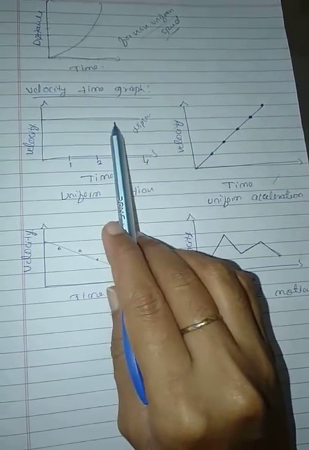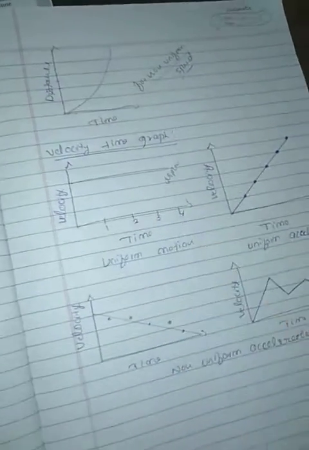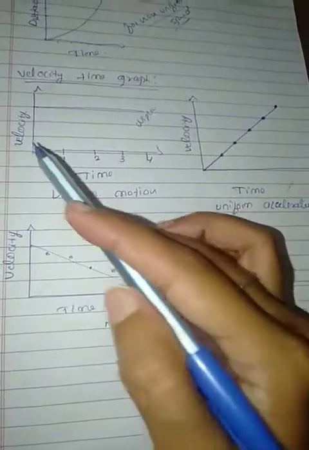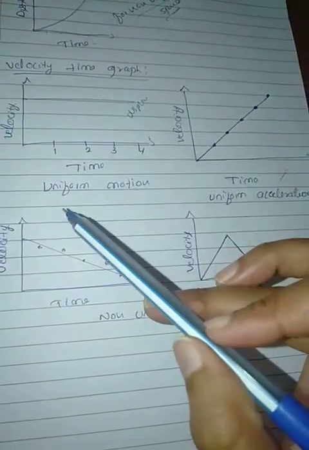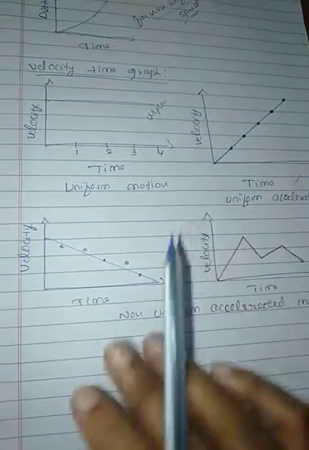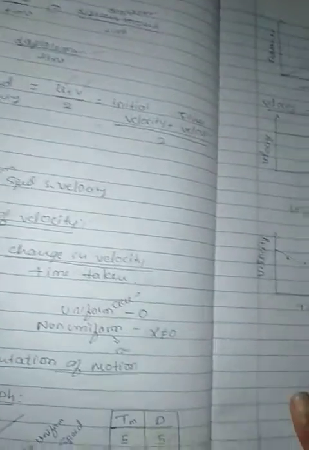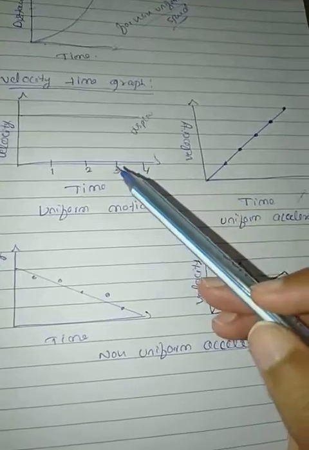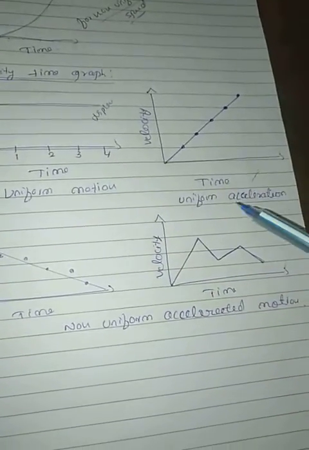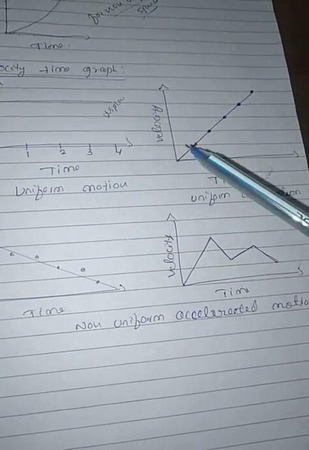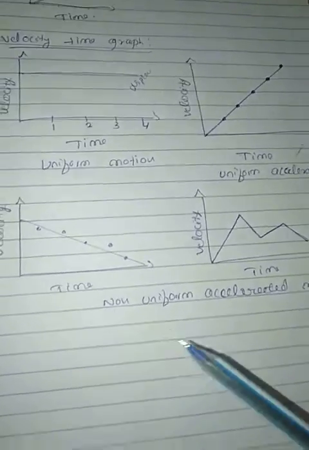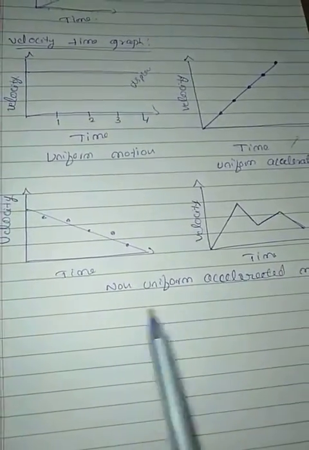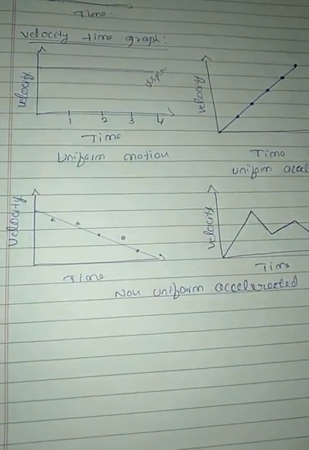But here we have to take the displacement. So this is the velocity time graph. This is uniform motion, where the object travels with uniform speed, and this is uniform acceleration, where the object is moving with uniform acceleration. This is for uniform motion, this is for non-uniform motion of an object.